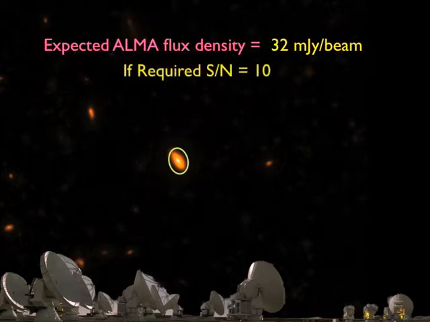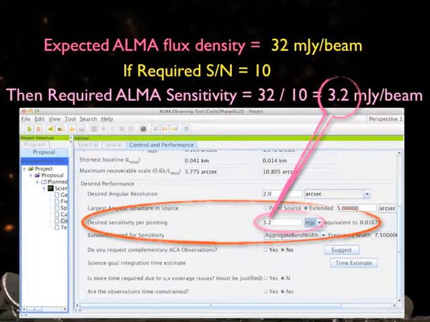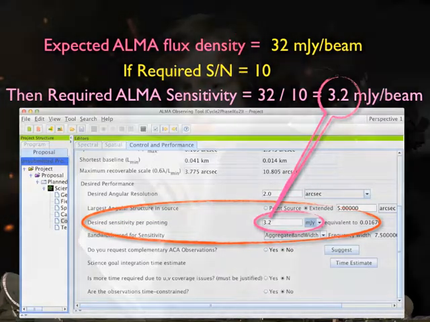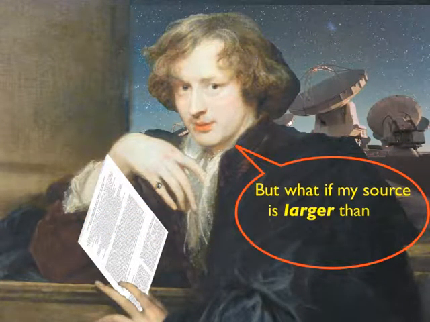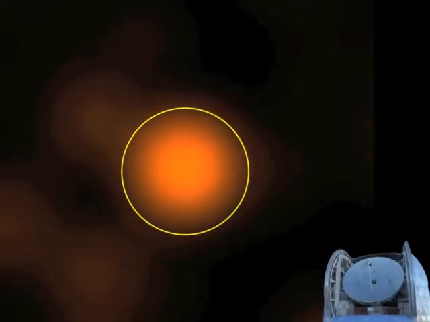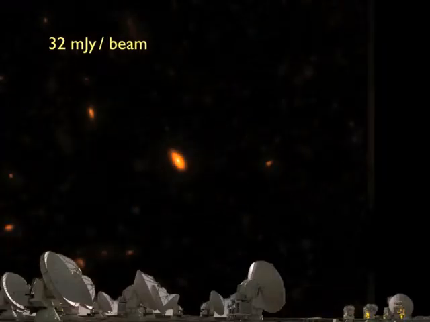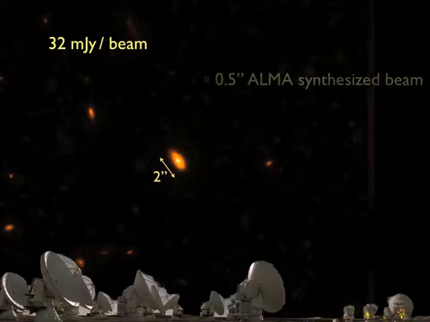You now know the expected flux density for an ALMA observation, and you just need to decide on the signal-to-noise ratio you need. But what if you know, or have reason to believe, that the source is bigger than the ALMA synthesized beam? Let's look at an example. Suppose you have a CSO observation of a sub-millimetre galaxy and have measured a flux density of 32 millijanskys within the CSO beam. From other evidence, you believe that the angular size of the galaxy is about 2 arcseconds, and you'd like to observe it with ALMA at an angular resolution of half an arcsecond.